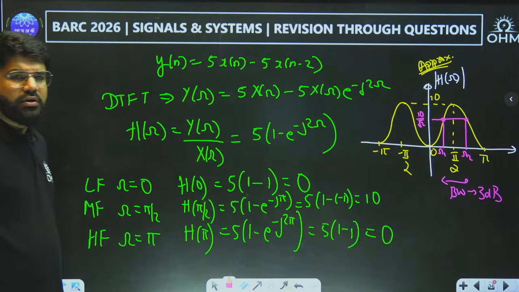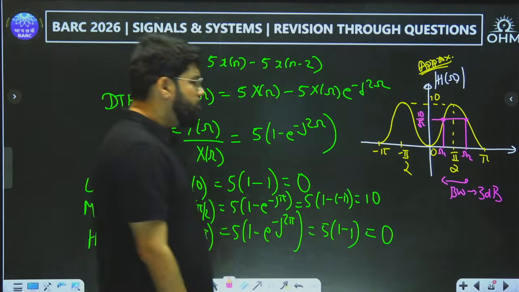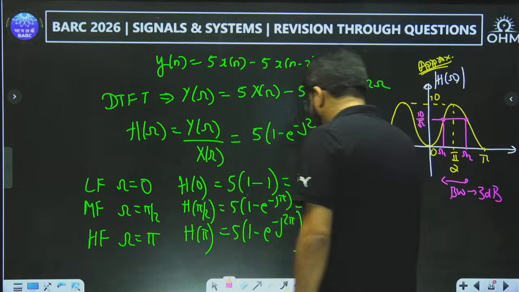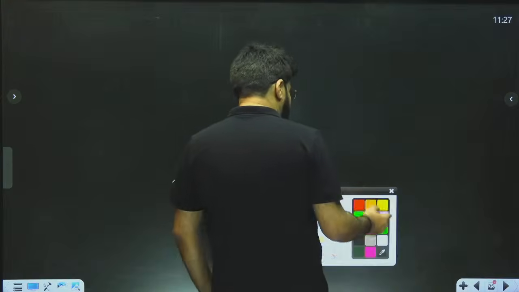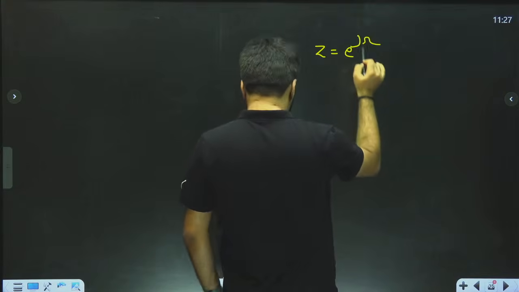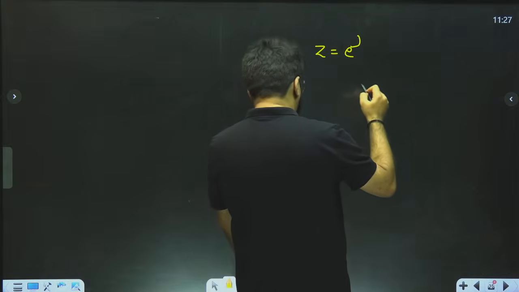But we don't want it here. Yeah, you can use Z transform also, no problem. If you use the Z transform of the signal, remember what is the DTFT and Z transform connection? Normally, what is Z transform Z?